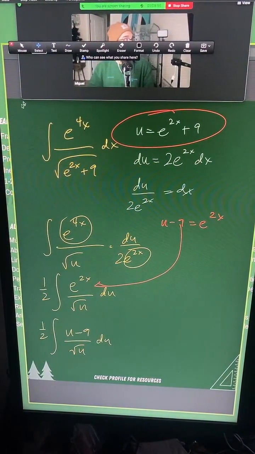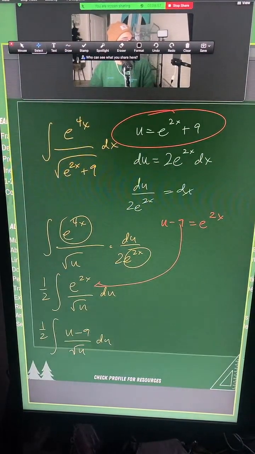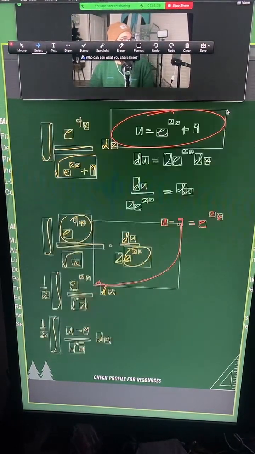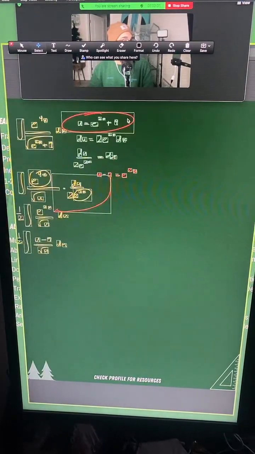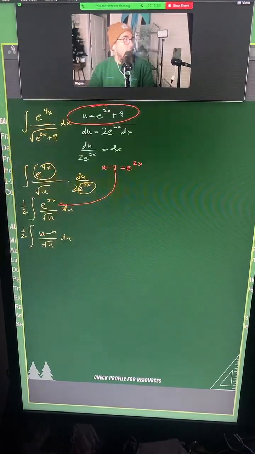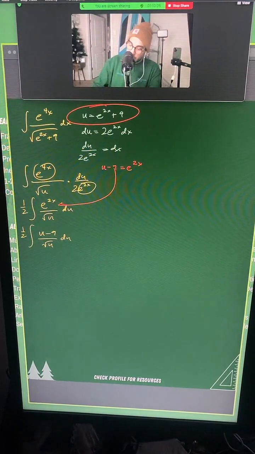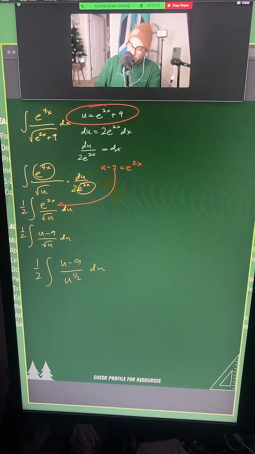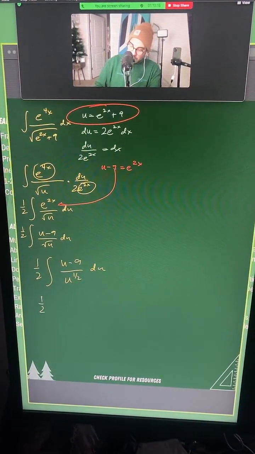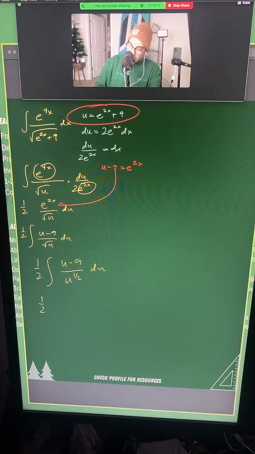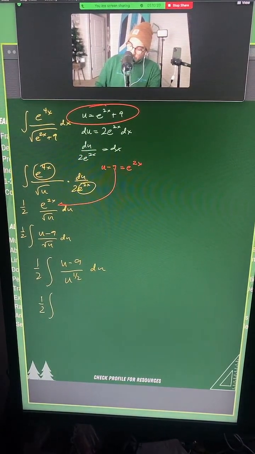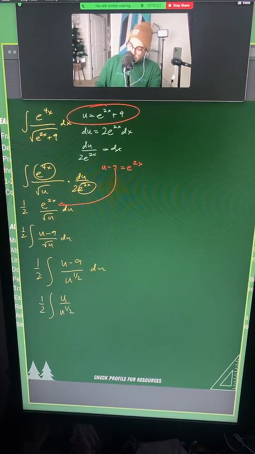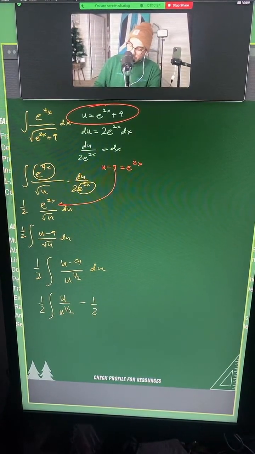Let me just, again, create some space on the blackboard. We write so much here that we just have to continue to make these things smaller. Okay, so let's go ahead and rewrite this. First thing that I'm going to do is rewrite the root u into u to the 1/2 du, and I'm going to separate this. Check this out. I'm going to have two separate integrals. One of them is going to be u over u to the 1/2, minus 1/2 integral 9 over u to the 1/2.